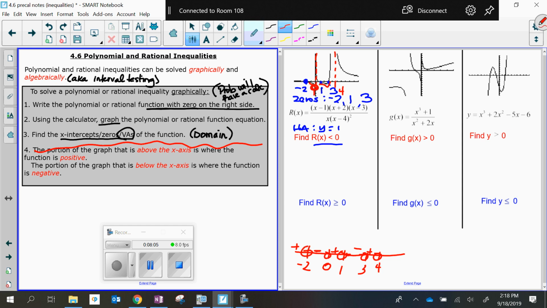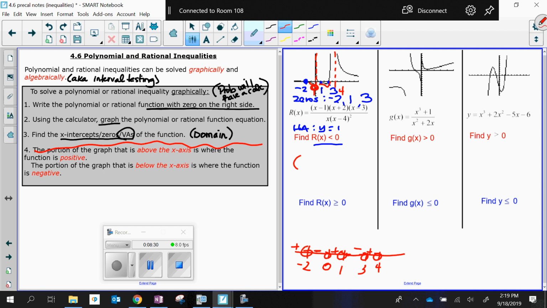Okay, so what part of the function is less than 0, Ellie? Interval notation. Ask you first. Okay, are we including the endpoints? Okay, so it's open parentheses, -2, comma 0, close parentheses, union, open parentheses, 1, comma 3, close parentheses. Okay, nice. Good job.